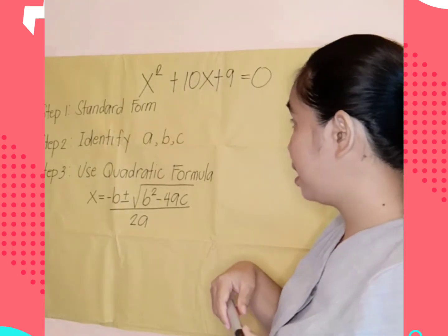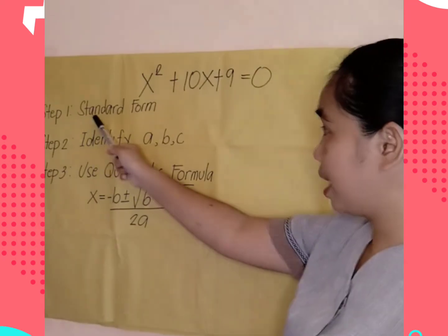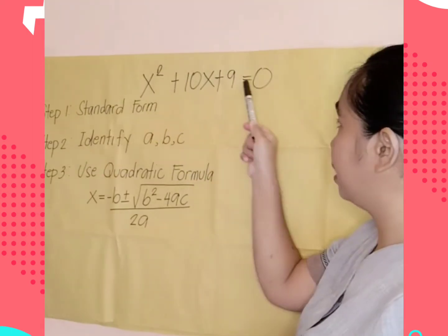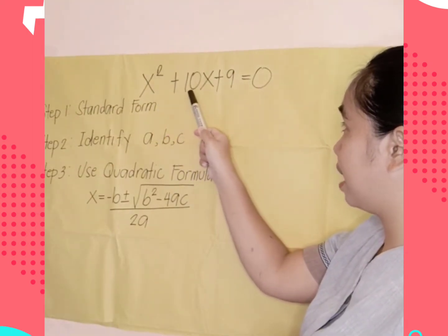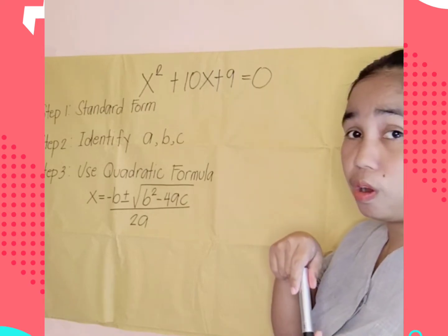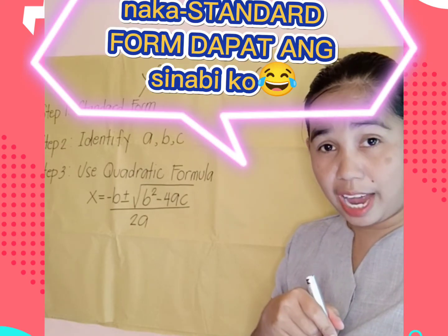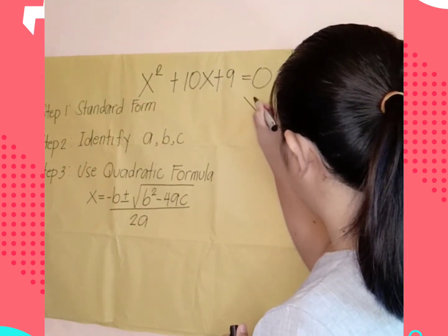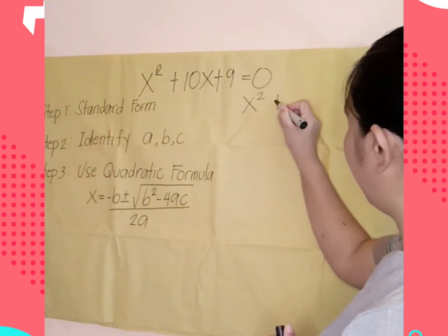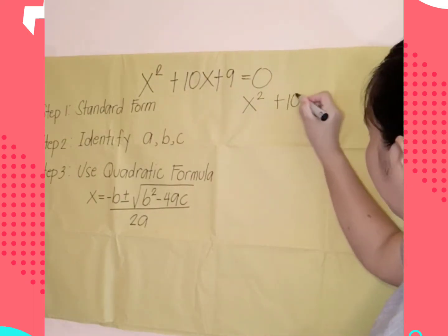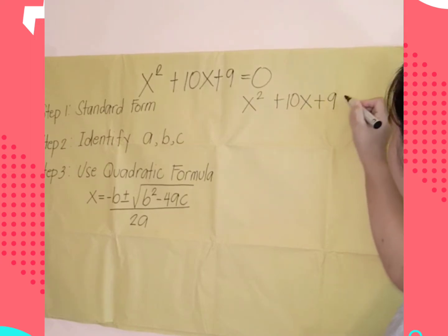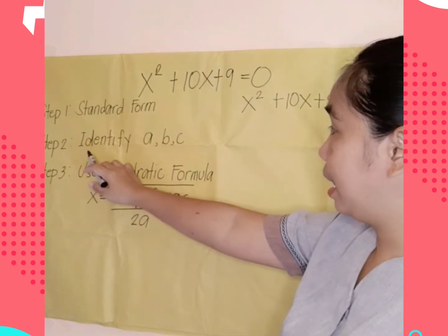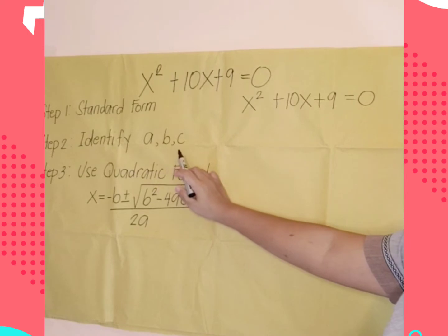Okay. So step 1, sabi niya, it should be already in standard form. So by looking at our example, x squared plus 10x plus 9 equals 0, naka-standard form na siya. So no need to transform it. So kopyahin lang natin. x squared plus 10x plus 9 equals 0. Now let's go to step 2. Identify the values of a, b, and c.